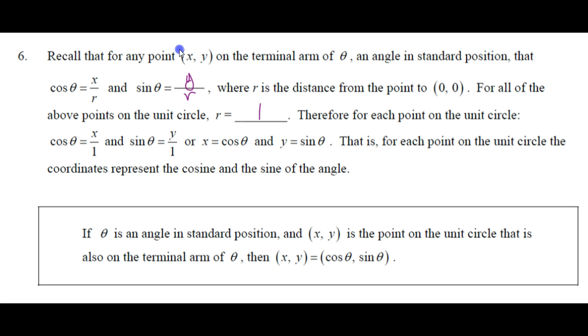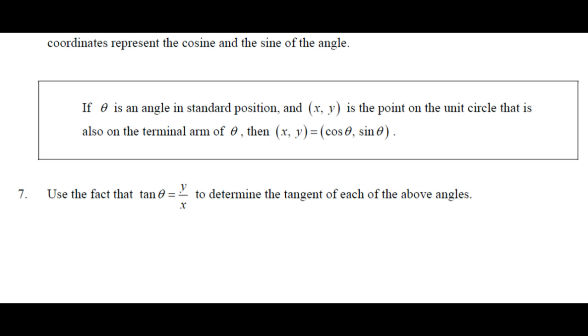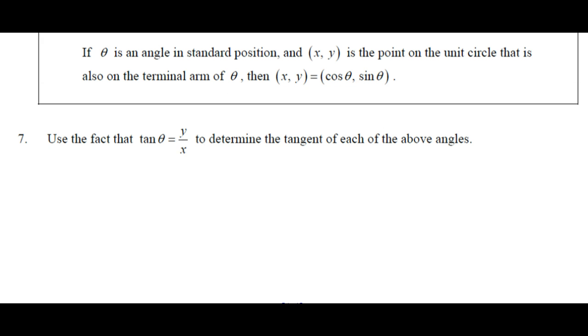If theta is an angle in standard position and (x, y) is a point on the unit circle that is also on the terminal arm of theta, then (x, y) is (cos theta, sine theta). Use the fact that tan theta is y over x to determine the tangent of each of the above angles. The above angles are the angles that are on the unit circle, right? All right, so we got to do the tan of 30. I'm going to show you a way to do tangent just looking at the unit circle, right? Show you the hard way and then the easy way.